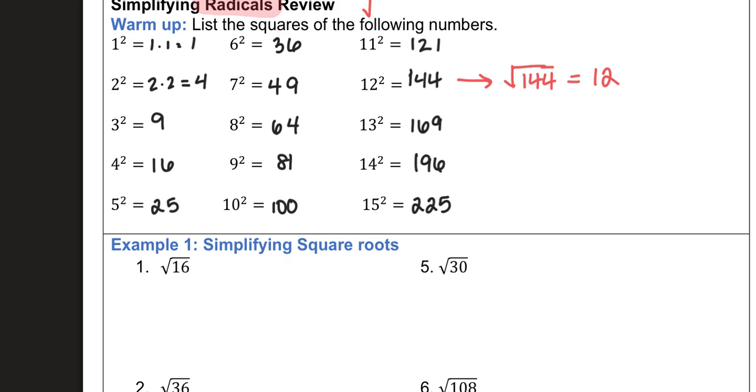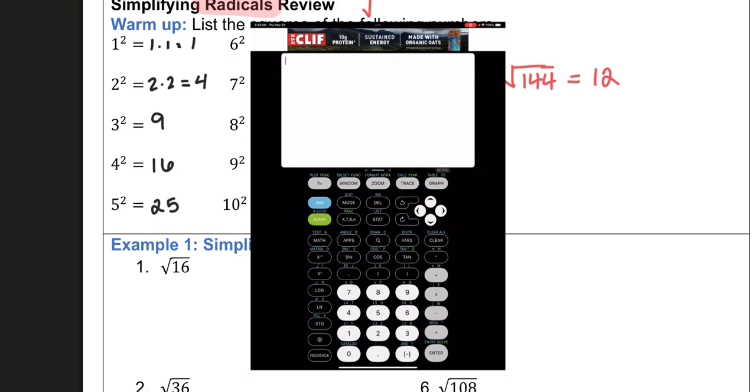And this button is on your calculator as well. I will show you how to do that. On your calculator, if you wanted to do the square root of 144, you would hit your second key, and then the button we've been using to get the power of 2, that'll give you the square root. You can put in your number and then hit enter, so we can see the square root of 144 is 12.